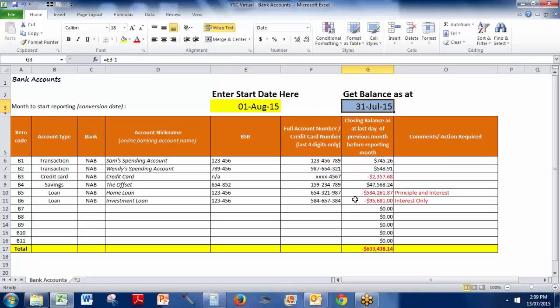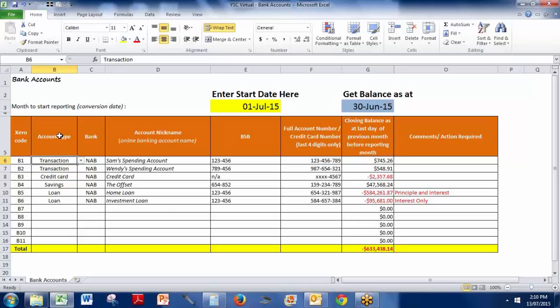For all bank accounts, we need the closing balance as at the day before. So obviously, if it's the 1st of August that they're going to start, you won't know the closing balances as at the 31st of July just yet. But if you were starting, say for example, on the 1st of July, then you'll need to get the closing balances as at the 30th of June for all bank accounts, credit cards, loans, and pretty much any bank account the client has. So that's really important.